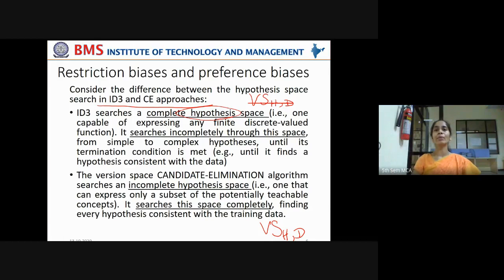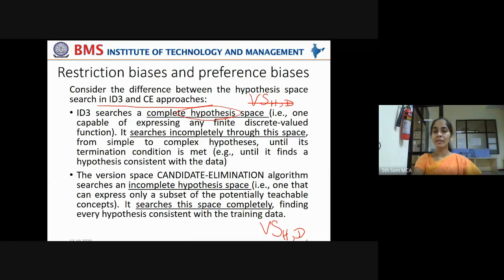And that is its optimal decision tree. It doesn't keep on searching every possible decision tree. That is why we call it an incomplete search through the space. Though the hypothesis space is complete, it searches the hypothesis space incompletely. Though the hypothesis space contains every possible solution for the training example set, it searches that space incompletely by just considering the information gain measure, right?